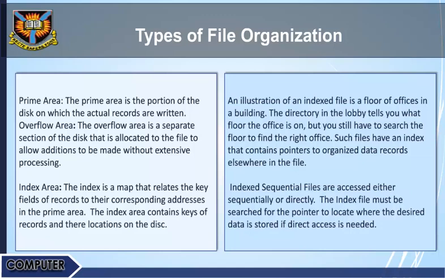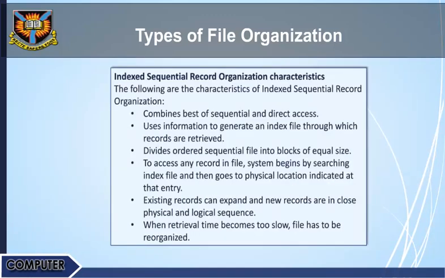An illustration of an indexed file is a floor of offices in a building. The directory in the lobby tells you what floor the office is on, but you still have to search the floor to find the right office. Such files have an index that contains pointers to organized data records elsewhere in the file. Indexed sequential files are accessed either sequentially or directly. The index file must be searched for the pointer to locate where the desired data is stored if direct access is needed.